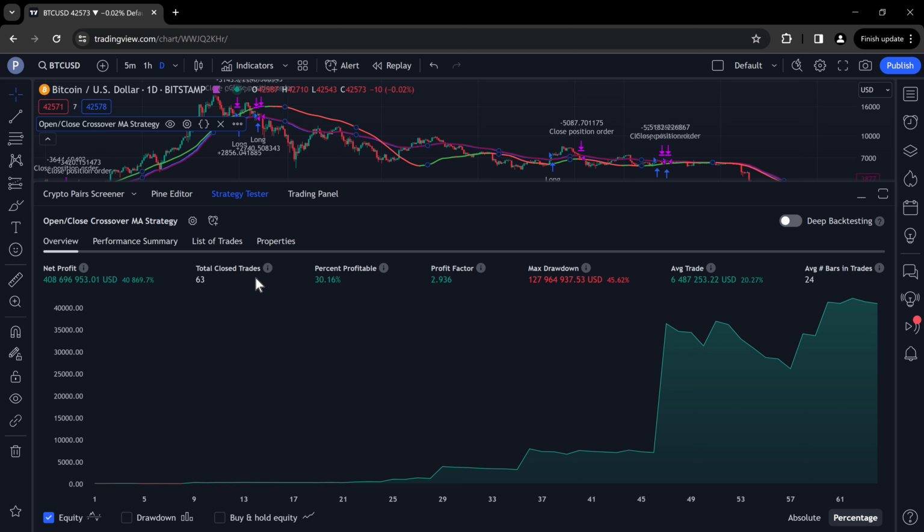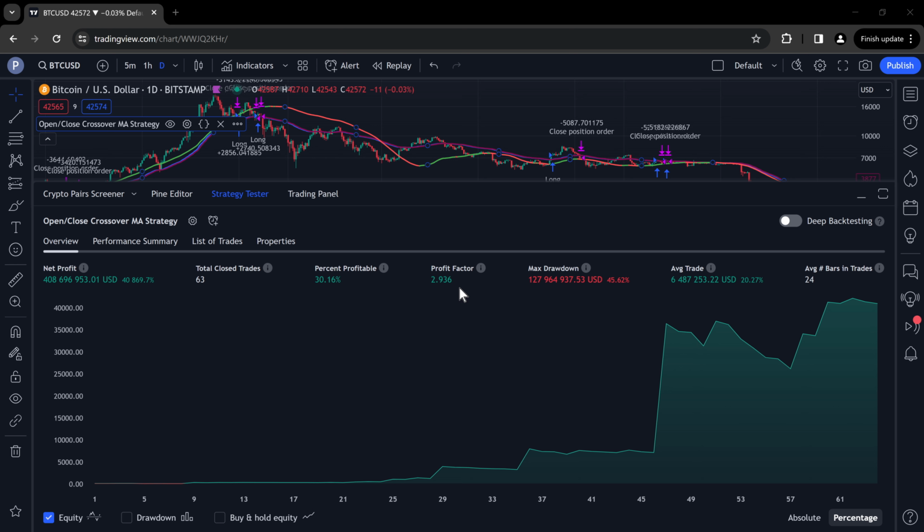Next metric is total closed trades. It's the number of closed trades. Usually, the greater number of trades makes the performance statistics more valid. Next metric is percent profitable. The percentage of winning trades for the current strategy. The higher this value, the better.